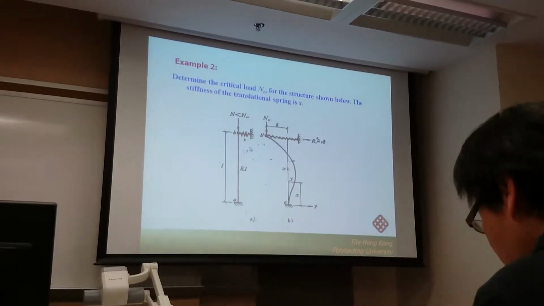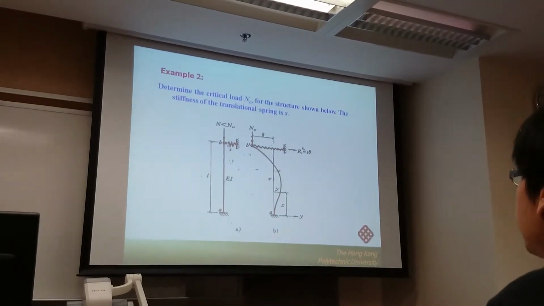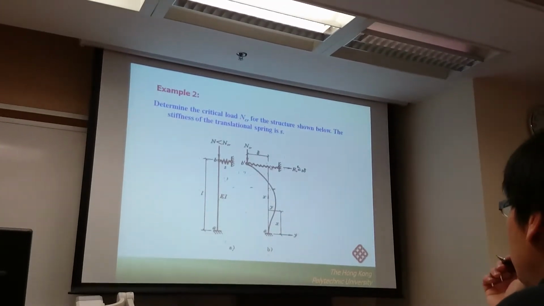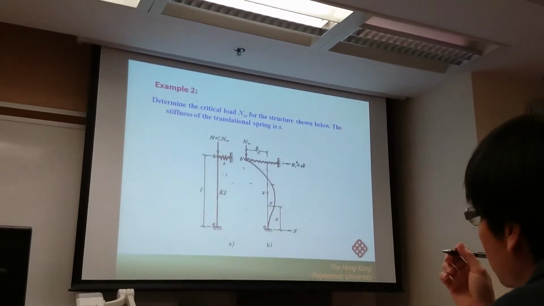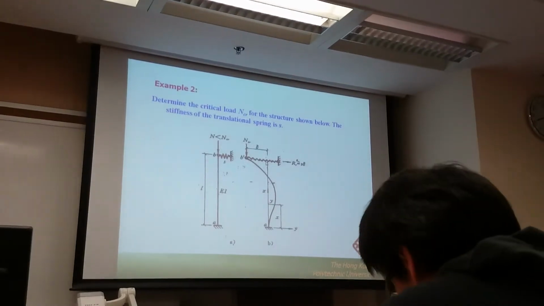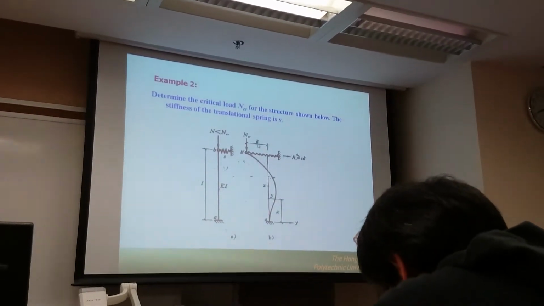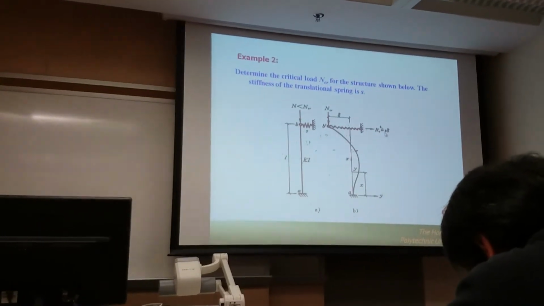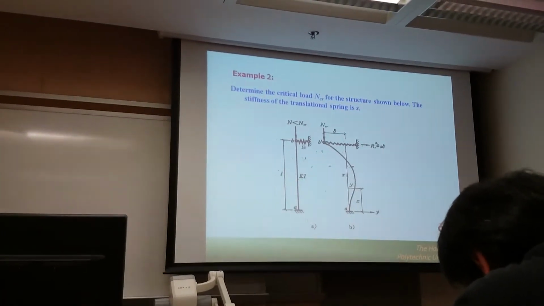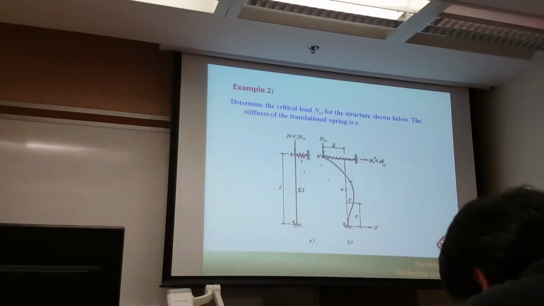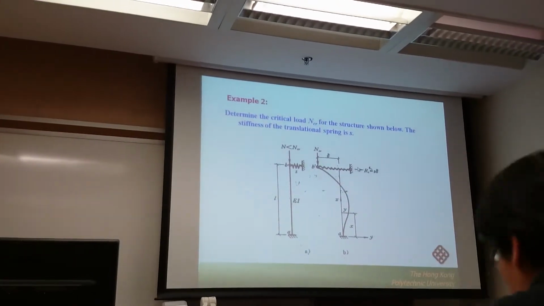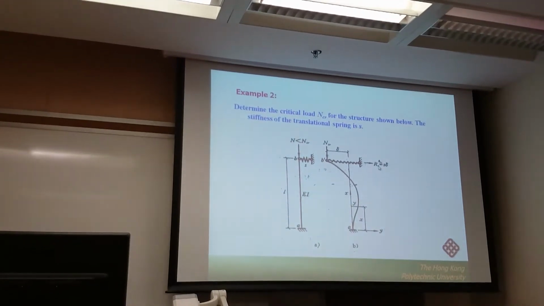We have a fixed end and also a horizontal spring. Because this is a horizontal spring, if we assume the distance at the top point is equal to delta, then the reaction force is equal to the stiffness of the spring times the delta. But you have to give the correct direction of the reaction force.